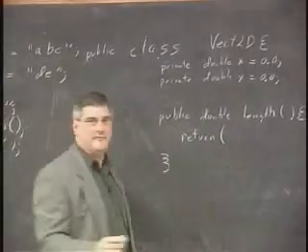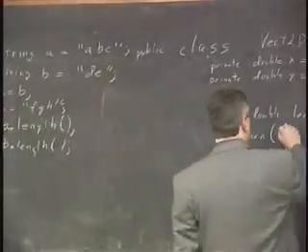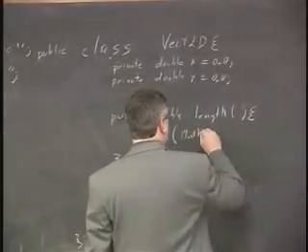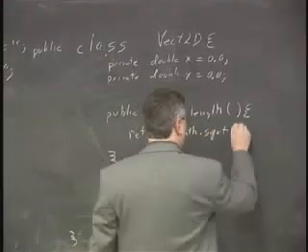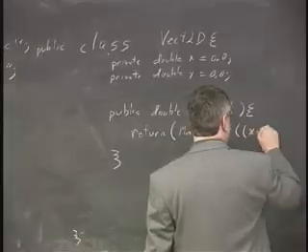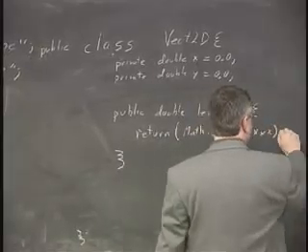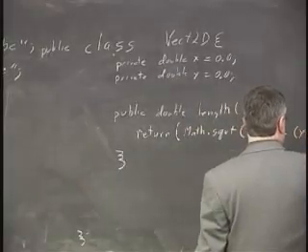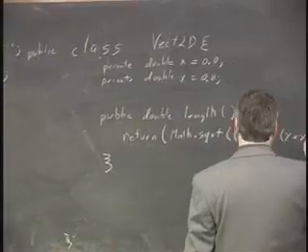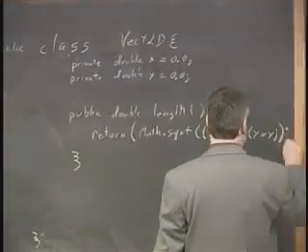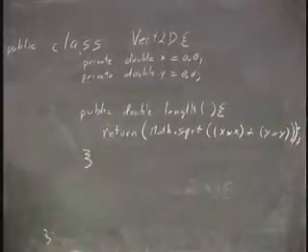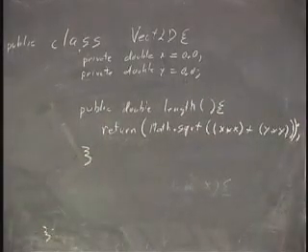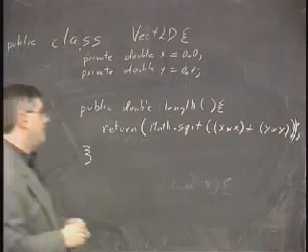So, the length of a vector is the square root of x squared plus y squared. All right.